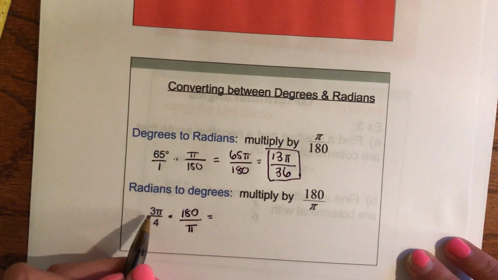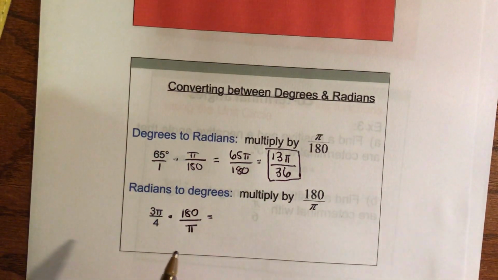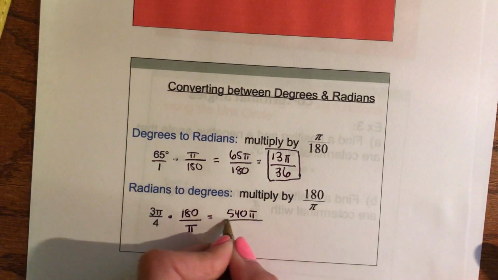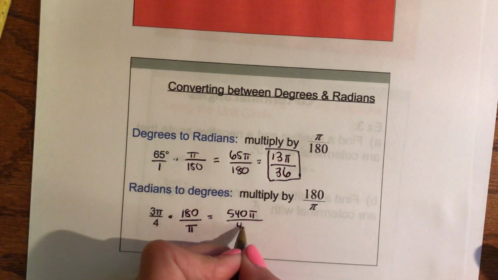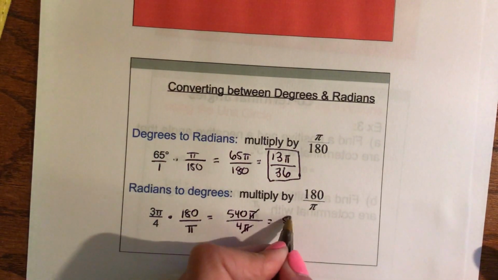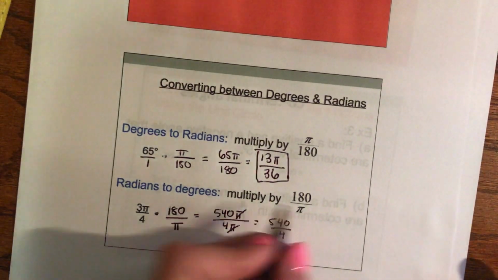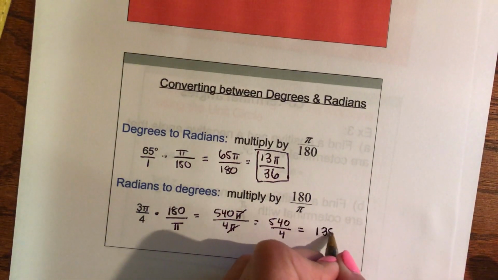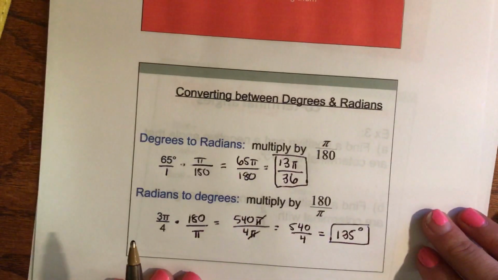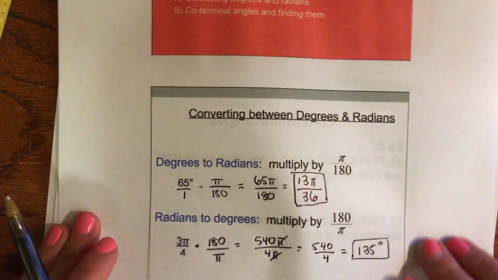I'm going to do it at the end, so I'm going to take 3 times 180, and what you get there is 540, and then you've got the pi, and then 4 times pi. And again, you'll see here now the pi's cancel. You're left with 540 divided by 4, and then you can simplify that to 135 degrees. Okay? So that is how we convert between degrees and radians and vice versa.